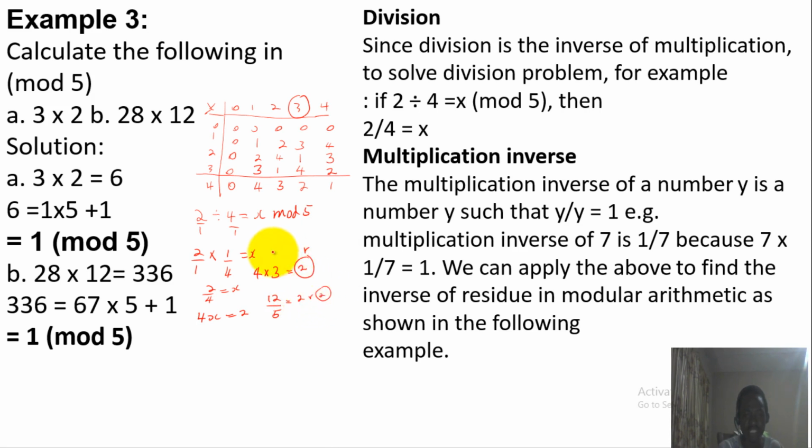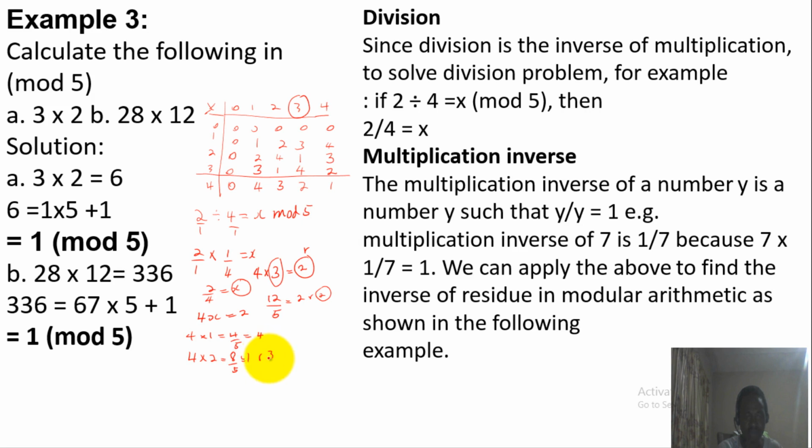But the answer for this, since it's division, we're looking for the value of x. The value of x here is going to be what? 3. Therefore, in this example, 4 times 1 is 4. 4 divided by 5 will return 4. You say, okay, 4 times 2, that will give me what? 8. 8 divided by 5, it will be what? 1, remainder 3.